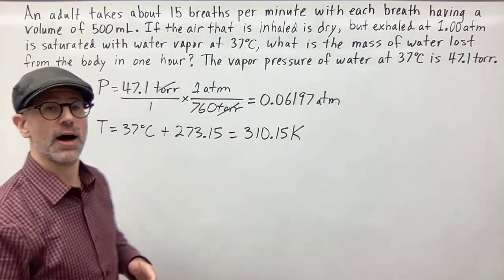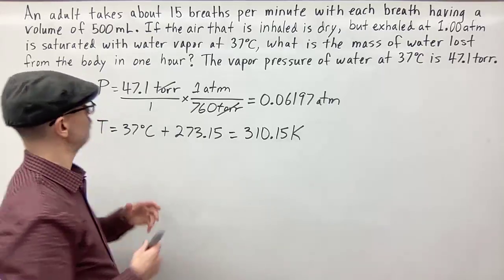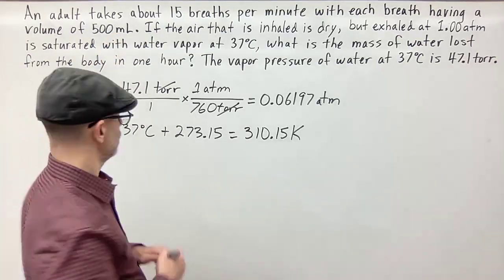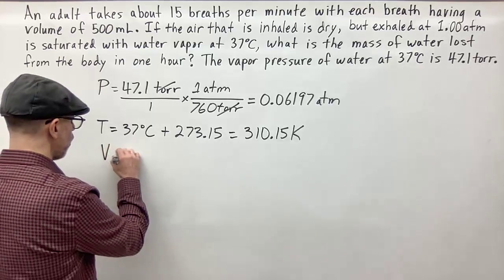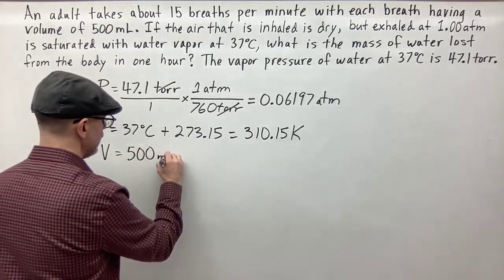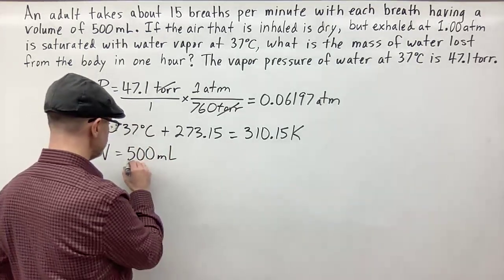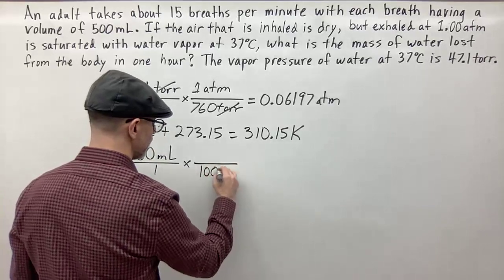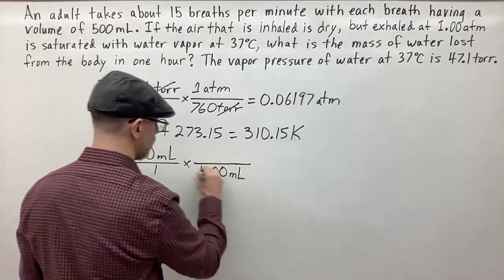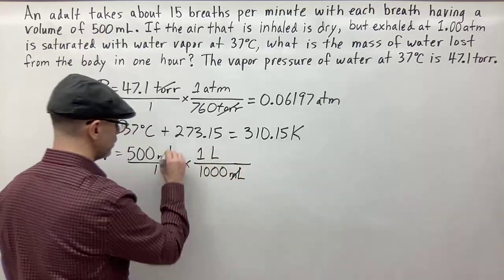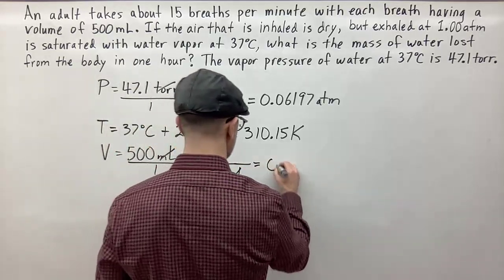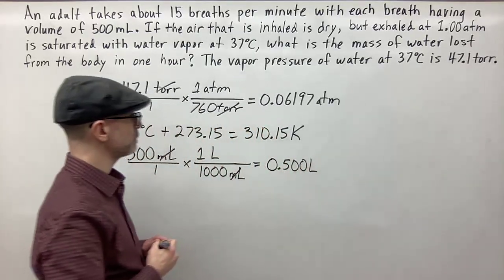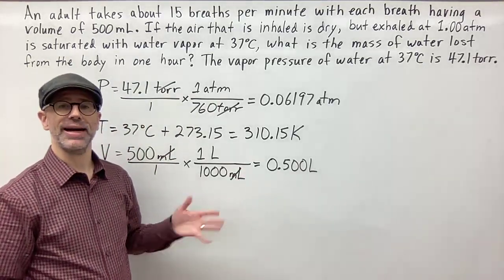Now that we have our temperature in Kelvin, we have to convert our volume. The volume of air being breathed out is 500 milliliters, one breath. We need to convert that to liters. 1,000 milliliters is equal to 1 liter, milliliters cancel out, and this becomes 0.500 liters.